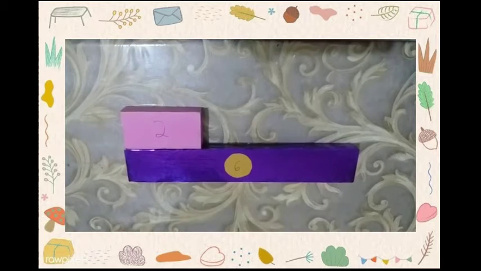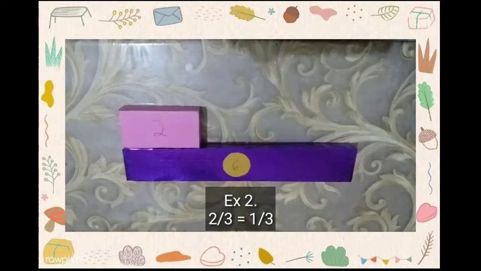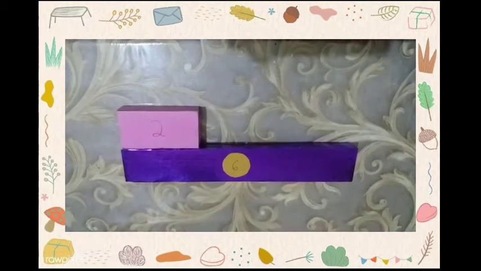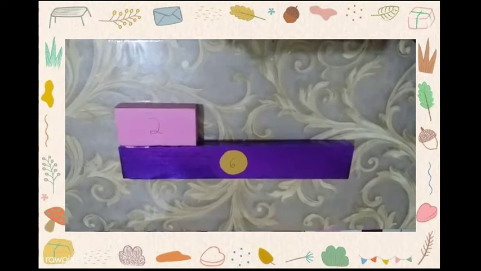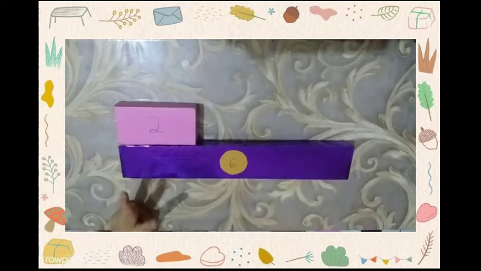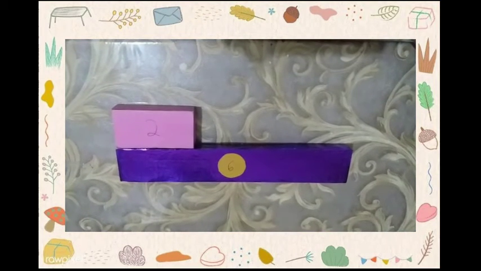Represent the fraction 2 over 6. This fraction can also be said to be 1/3 or 1 over 3, because the purple rod is 3 times the length of the pink rod.